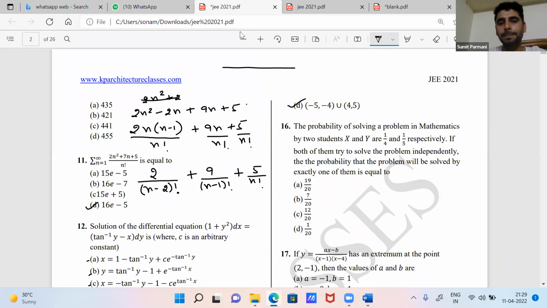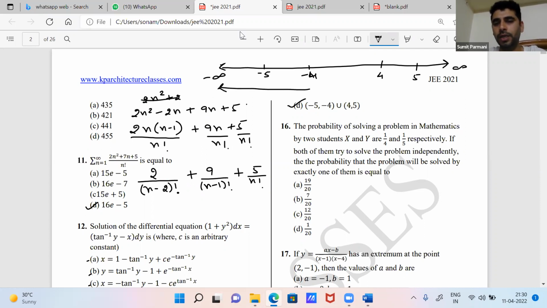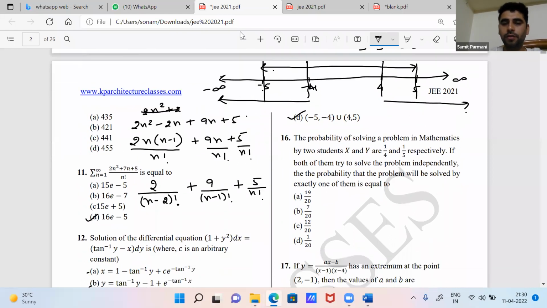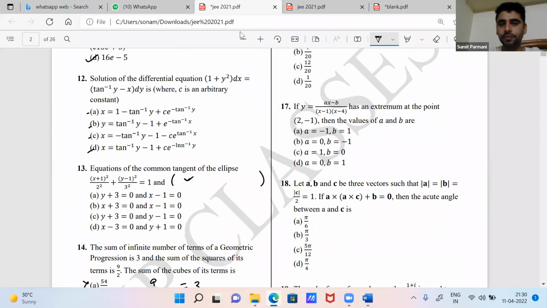Let me draw a number line. This is your number line. This is minus infinity. This is infinity. This is minus 5. This is minus 4. This is 4. This is 5. So the first condition says we have to go from here to here. The second condition says we have to go from here to here. So we have to take the common part. This is your common part. This is the answer for the 15th one.